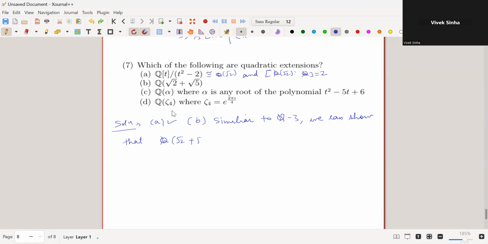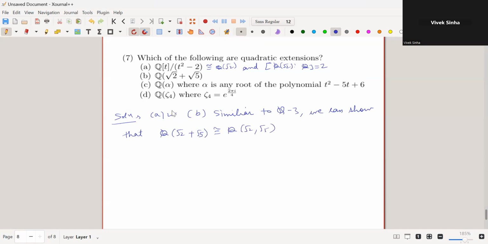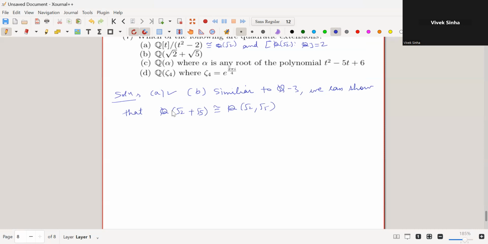There we have root 2 plus root 3. Here we have root 2 plus root 5, and that is isomorphic to Q(root 2, root 5). And then it's an extension of Q(root 2), and that's an extension of Q.